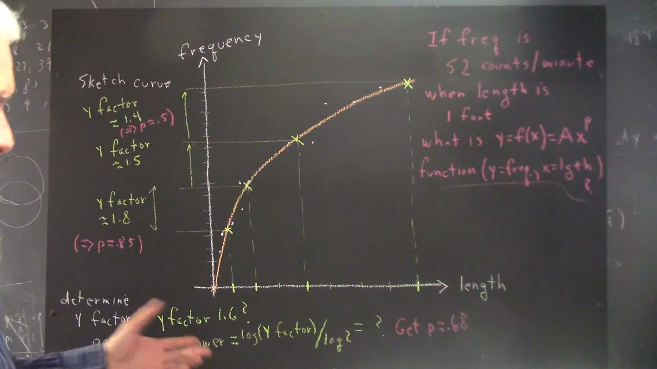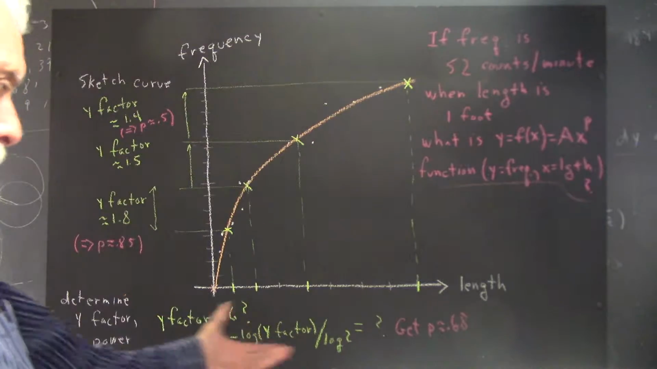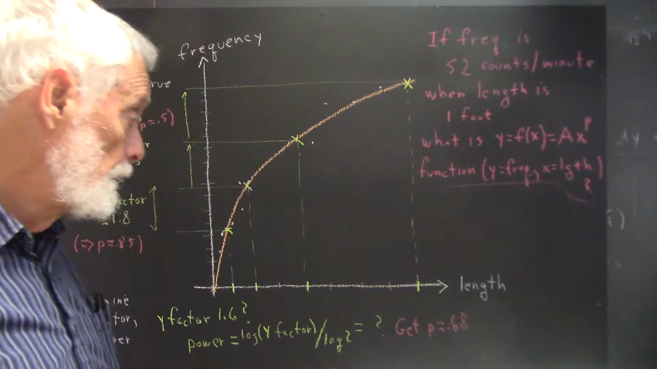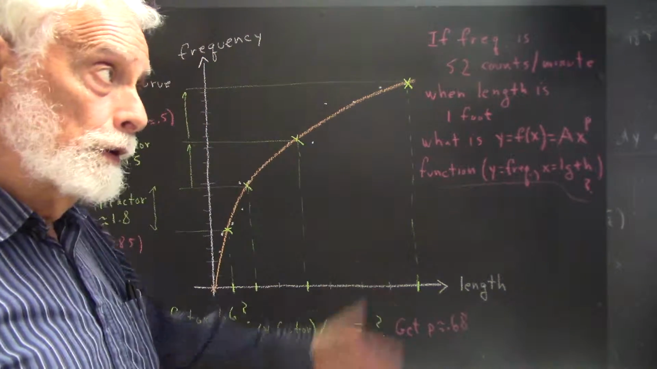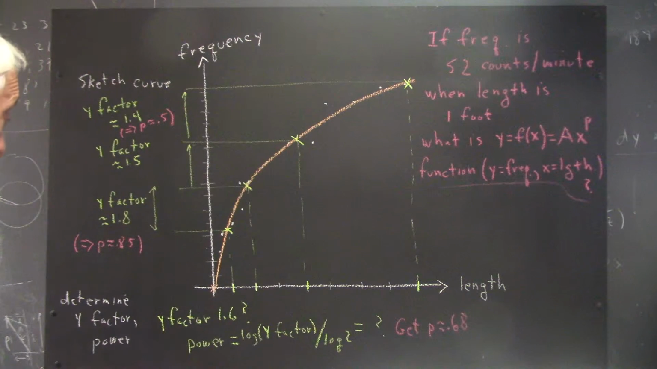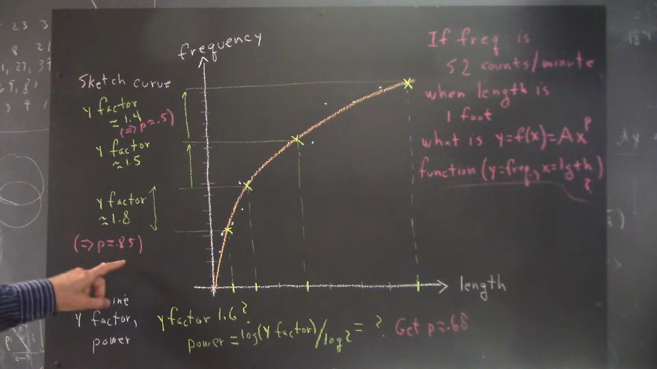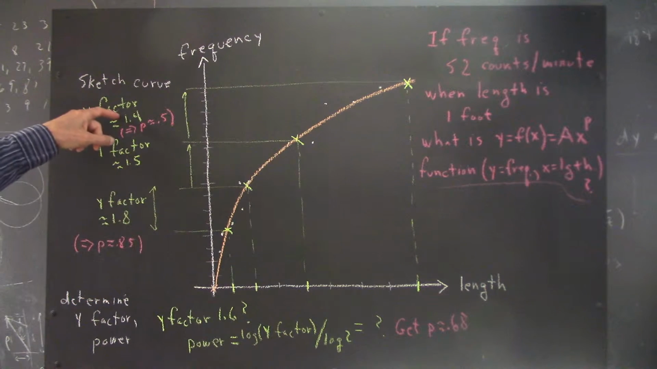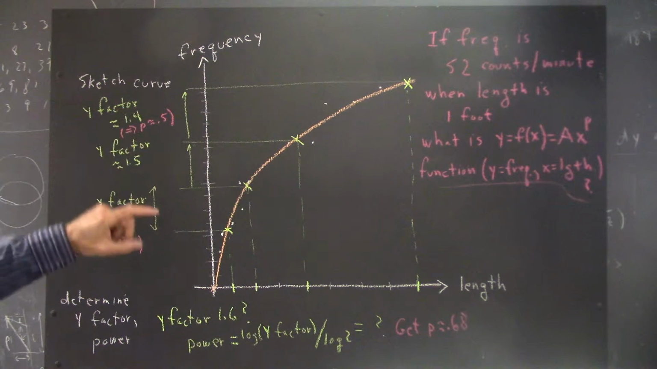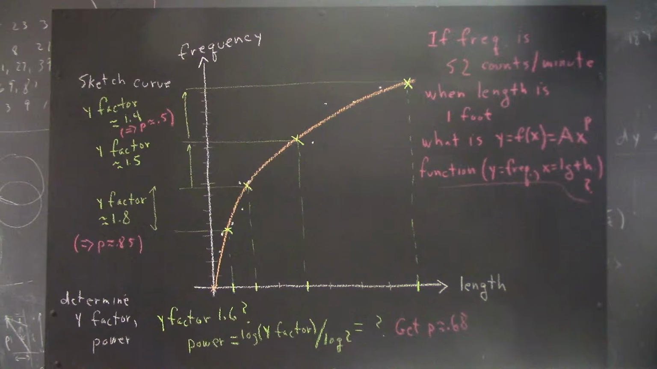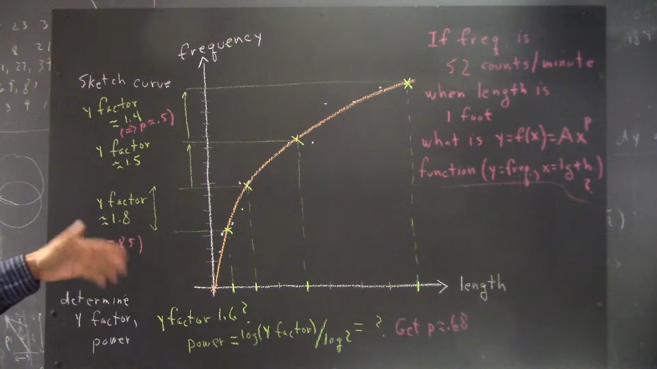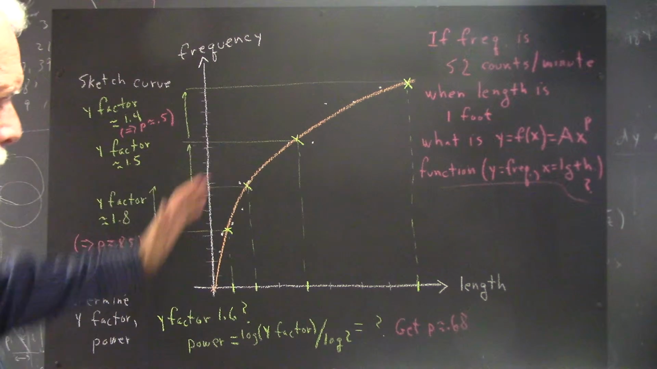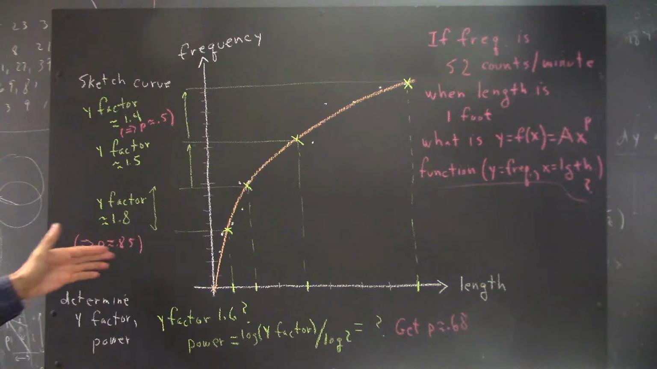Let me point out that if you did these calculations, you would have gotten the same thing. If your y factor is 1.6, p is about 0.68, which is pretty close to 2/3. Hopefully you recognize that immediately. A y factor of 1.8 would give us a p of 0.85. A y factor of 1.4 would give us a p close to 0.5, and so would a y factor of 1.5. So what we're seeing is this part of the curve predicts a p of about 0.85, getting fairly close to 1, meaning the graph would be a straight line, or linear, if p was 1.